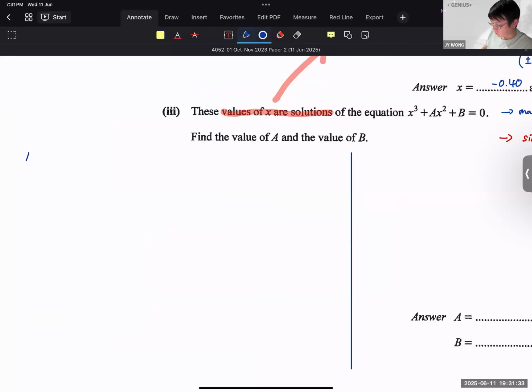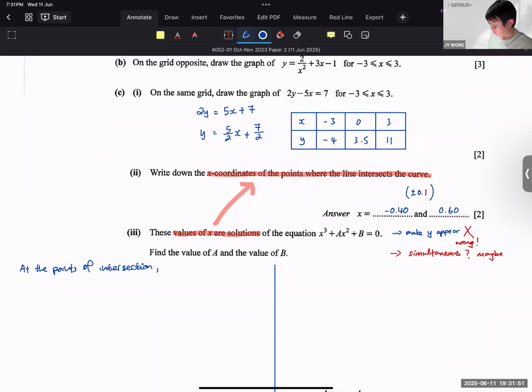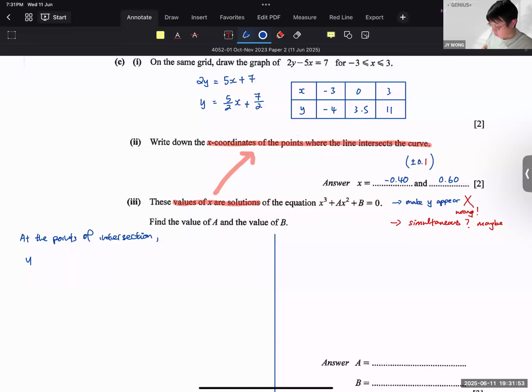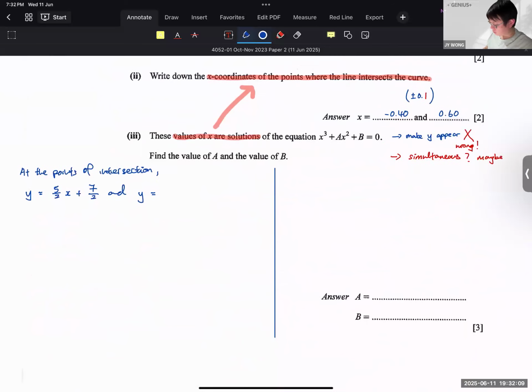Which means that at the points of intersection, y equals to 5 over 2x plus 7 over 2, and y equal to, what's my original equation? 2 over x squared plus 3x minus 1.